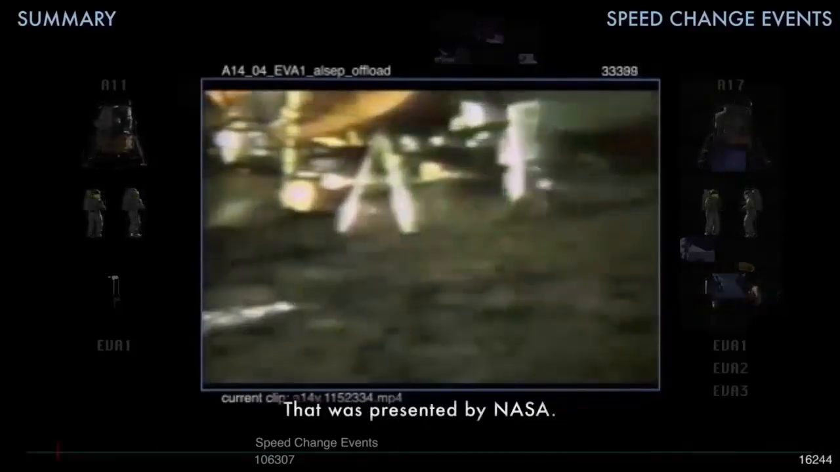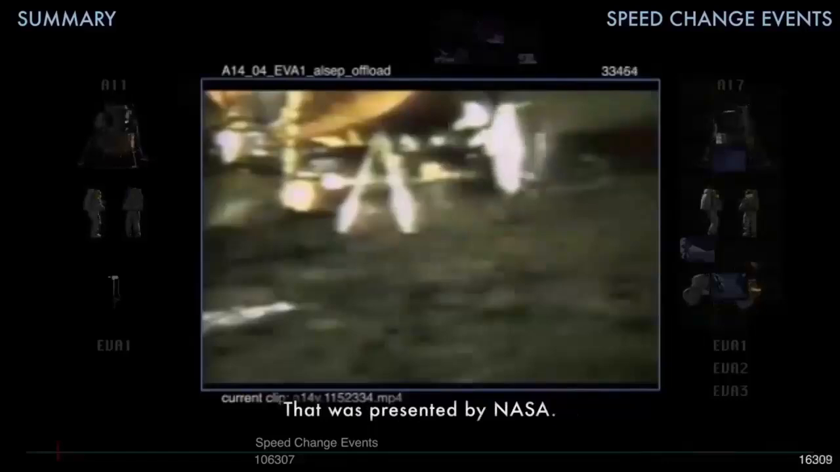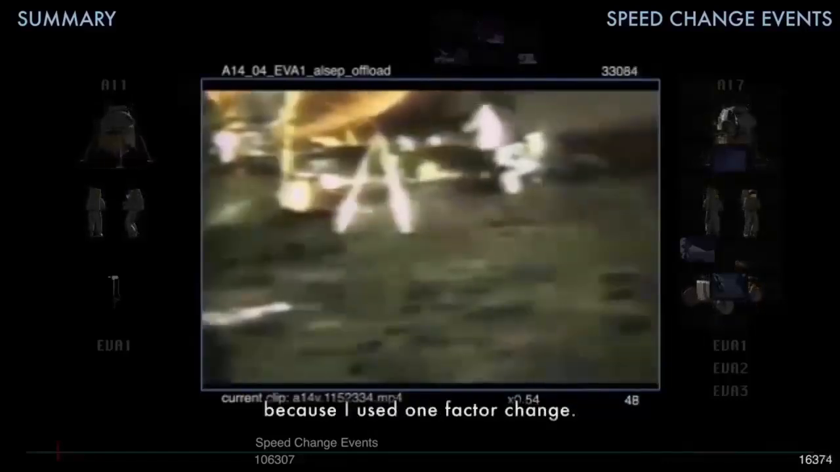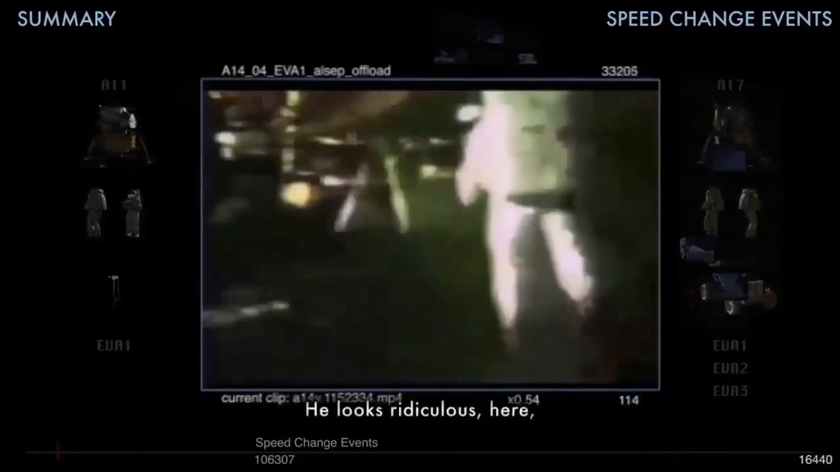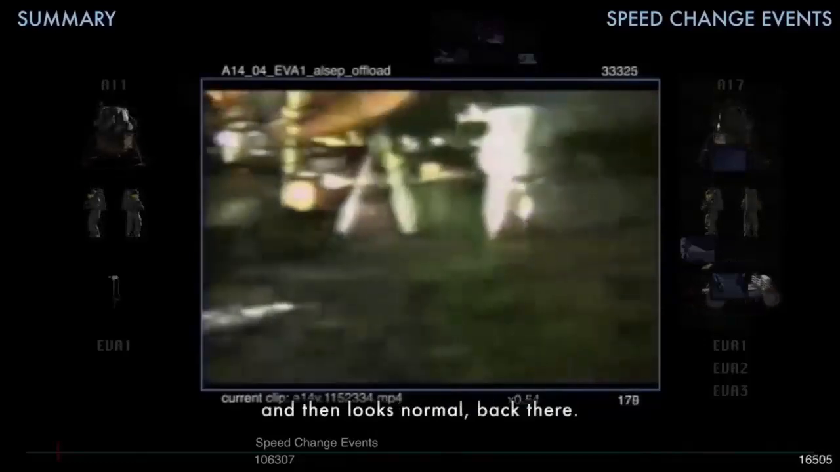That was presented to us by NASA. Here I found it because I used another time factor, he looks ridiculous, and then looks normal back there.